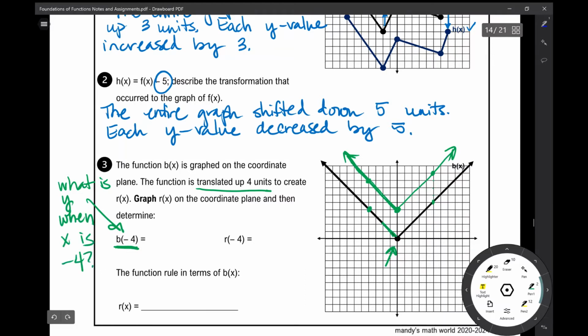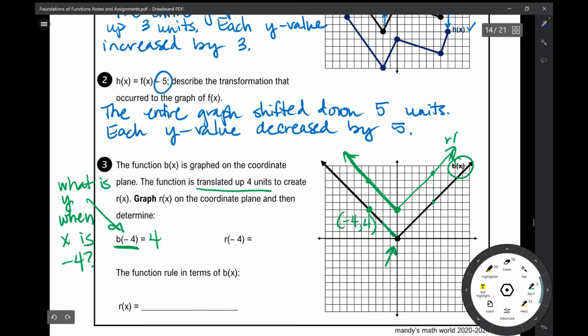It's just fancy schmancy for b of negative 4. I'm evaluating the function when x is negative 4. So what is y when x is negative 4 on this function right here? When x is negative 4, y is positive 4, because that point is (negative 4, 4). Y is positive 4.